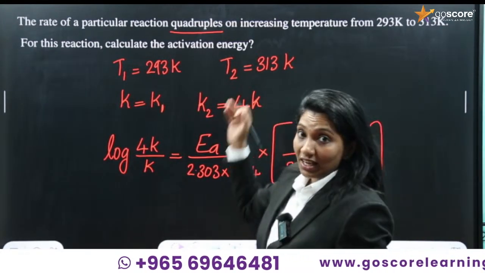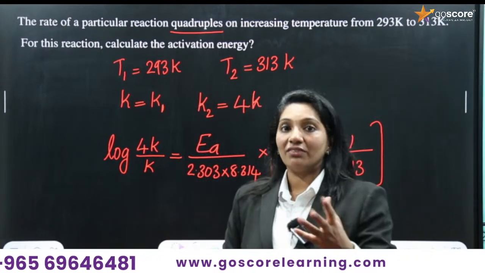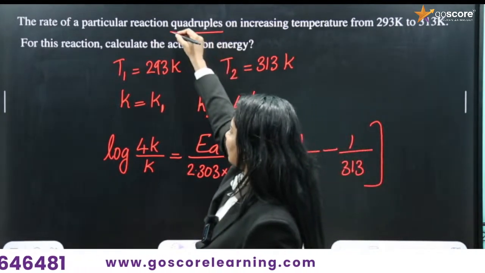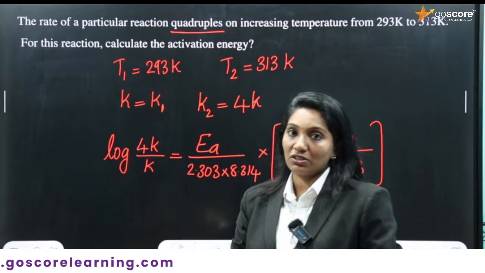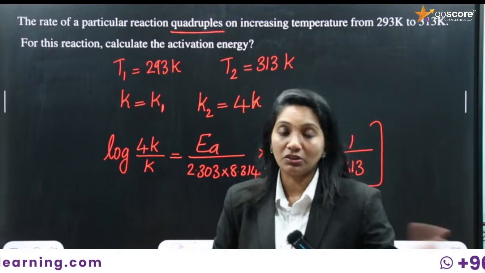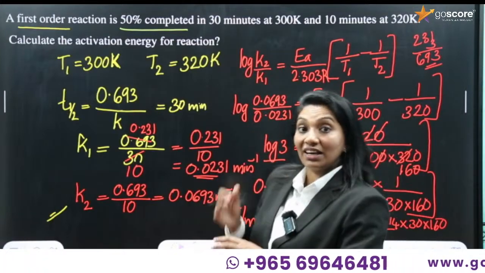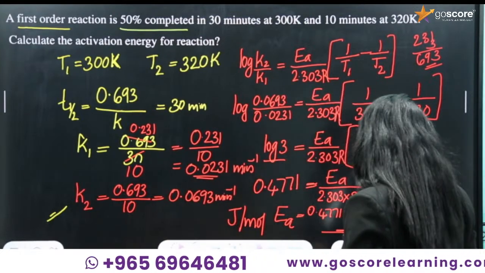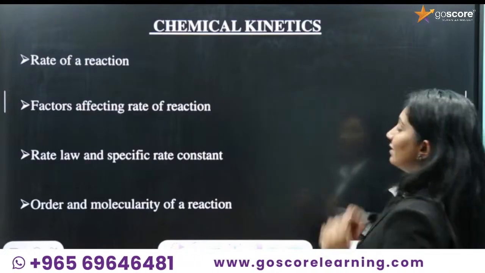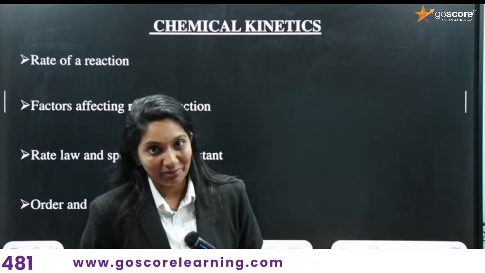You can expect this kind of questions for your board exams. The rate constant may not be given directly; it will be given like this, quadruples or double the rate constant when you increase the temperature from this Kelvin to that Kelvin. Or it will be given like in the previous question, giving the half-life of the reaction, and from that you have to find out the rate constant. Okay. So, these are the main things in this particular chapter.